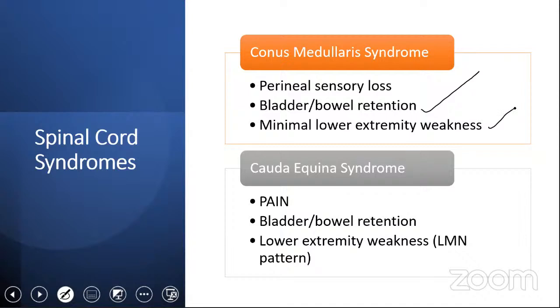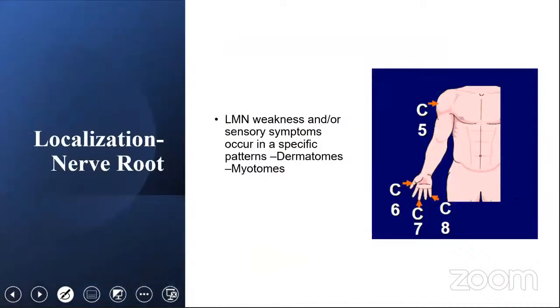Below the conus, the spinal nerves are in the form of a bunch called cauda equina. If there is a problem there, then you have pain, asymmetric, and bladder and bowel involvement only in the late stage. This will come with lower extremity weakness, cauda equina syndrome. I have to differentiate conus medullaris and cauda equina syndromes if the pathology is in the lumbosacral region. The localization now will go to the nerve roots.